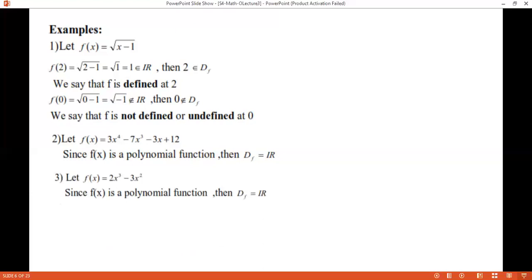Let f of x equals 2x cubed minus 3x squared. Then f of x is also a polynomial, then the domain of definition is also R. Also g of x, which is minus 3x plus 6, is a polynomial, then the domain of definition is also R.